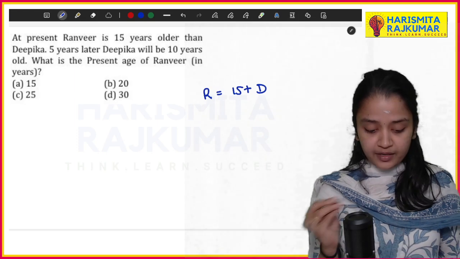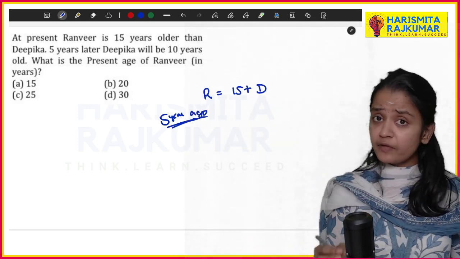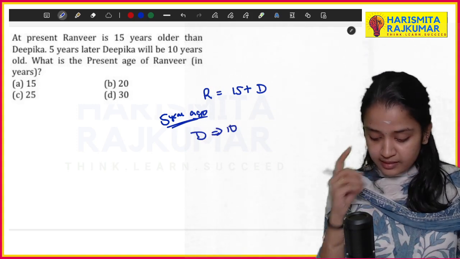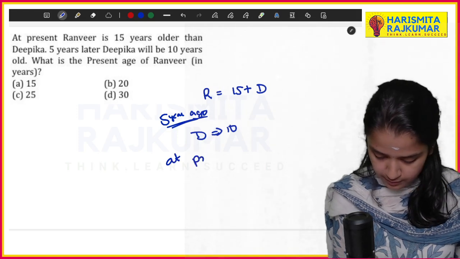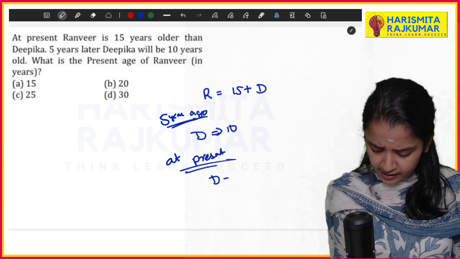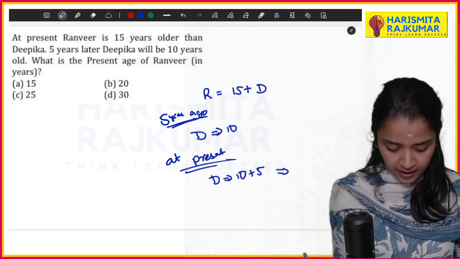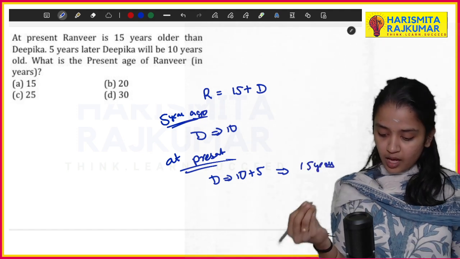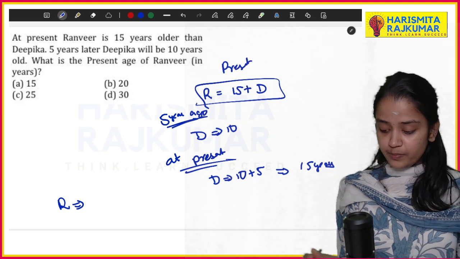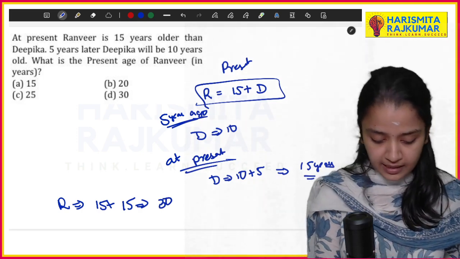Now, 5 years ago, Deepika was 10 years. So 5 years ago, what is Deepika's age? Deepika's age is 10 years. Then at present, what is Deepika's age? At present, Deepika's age will be 10 plus 5, because 5 years ago Deepika was 10 years old. At present, Deepika's age will be 15 years. I hope you get it. Now, Ranveer's present age will be 15 plus Deepika's age, which is 15. So your answer for Ranveer's present age is 30.